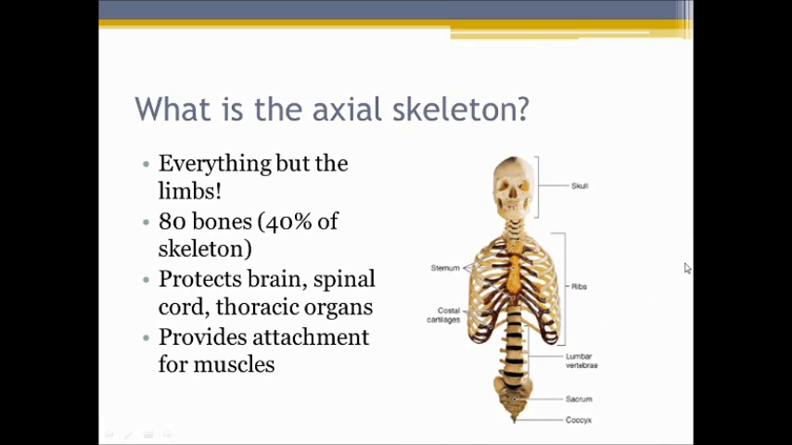There are about 80 bones in your axial skeleton, which makes up about 40% of your skeleton. I know this looks like a lot of you, but a majority of you is actually in your appendages, your limbs. The axial skeleton helps to protect your brain, your spinal cord, and all of your thoracic organs, and it provides a lot of attachment for muscles, which we'll talk about next week.